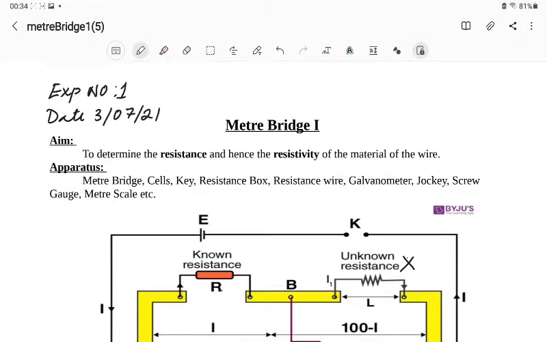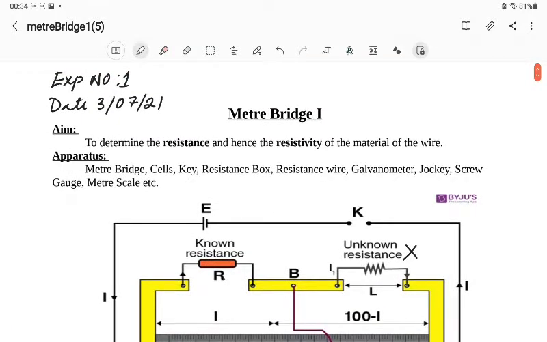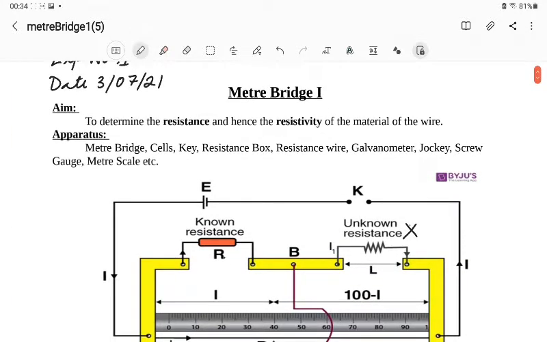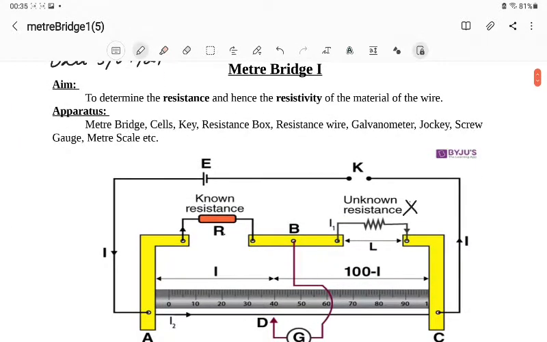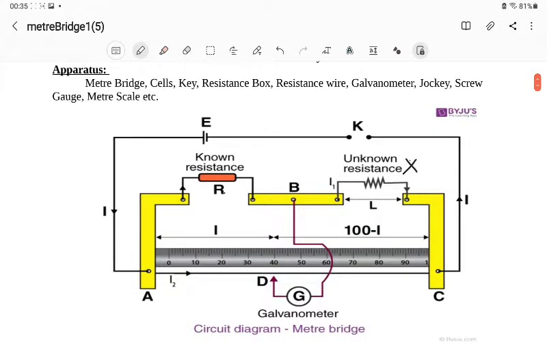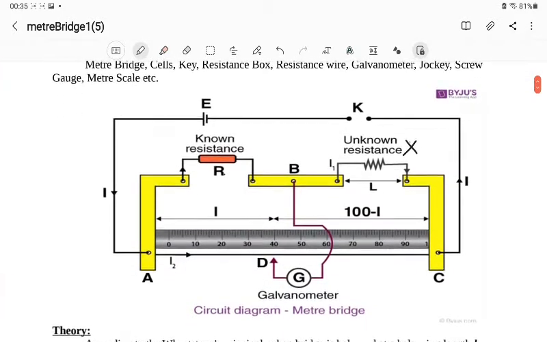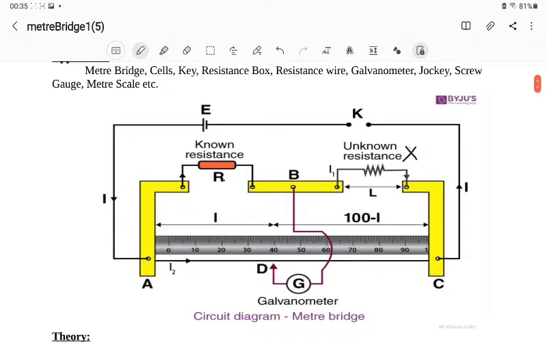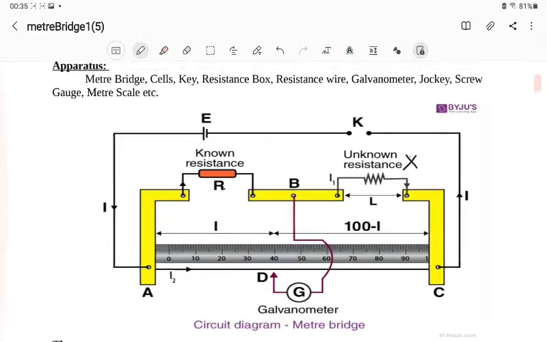Okay. First experiment. Experiment number one. That is meter bridge. Our aim of the experiment is to find the resistance of the wire and hence its resistivity using meter bridge. This theory I have explained in the theory class. This meter bridge we have already studied in theory class just last week only, right?